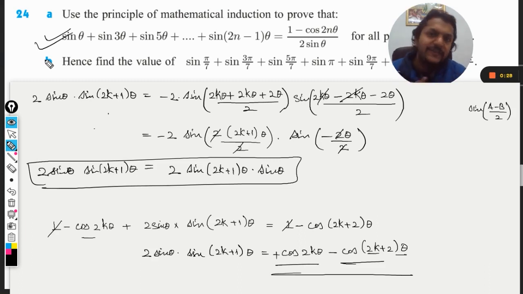But you see, it will not be easy if we are not good with trigonometry. So the more you practice, the more formulas you know from the chapter of trigonometry, the better you become at this part. Otherwise, the principle of mathematical induction is really very easy. If you are getting some other question other than trigonometry, I believe you can do that.